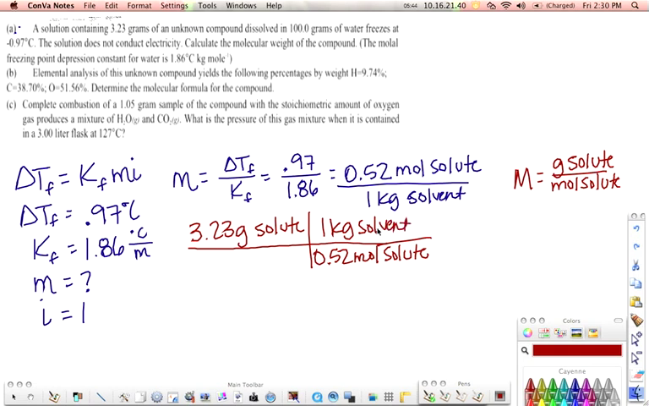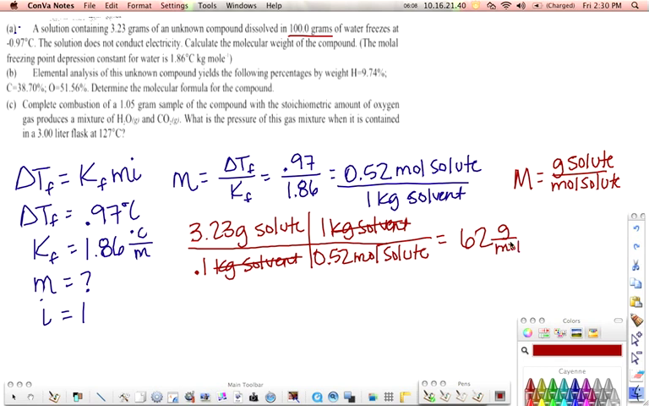Now, of course, I have to get rid of this mass of solvent, so I'm going to look back up in the question, and it told me that I used 100 grams of water, which is 0.1 kilograms of the solvent. So now my kilograms of solvent cancel out, and I plug this into the calculator, and I get 62 grams per mole. So that's A.